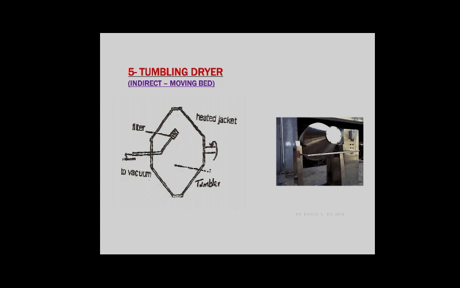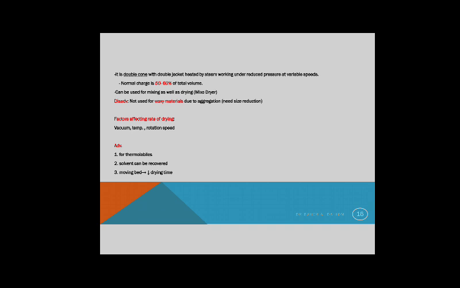Tumbling dryer or indirect moving bed. This is a tumbling dryer. It is a double cone with a double jacket heated by steam, working under reduced pressure at variable speeds. Normal charge is 50 to 60% of total volume. It can be used for mixing as well as for drying, so it's called a mixo dryer. Disadvantage: not used for waxy material due to aggregation, needs size reduction. Factors affecting rate of drying: vacuum, temperature, rotation speed. Advantage: used for thermolabiles. Solvent can be recovered. Moving bed, so decreasing drying time.